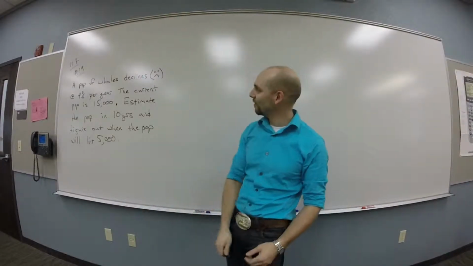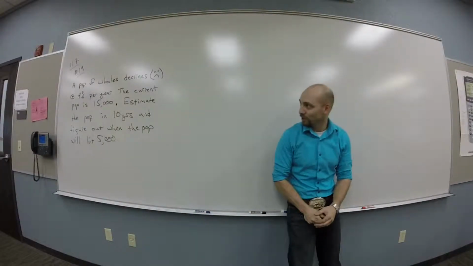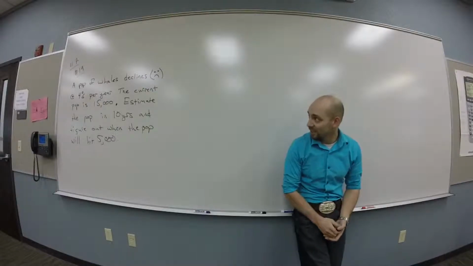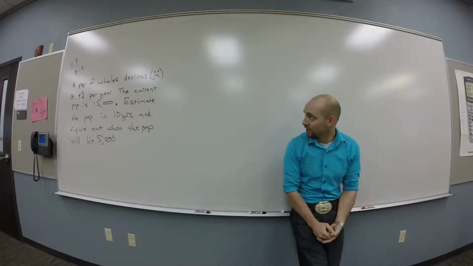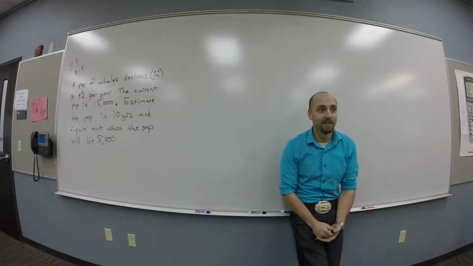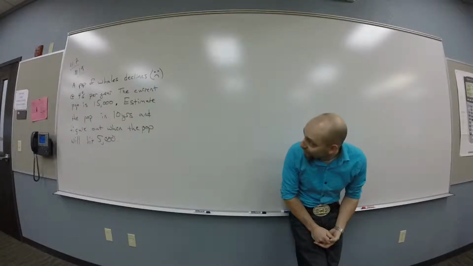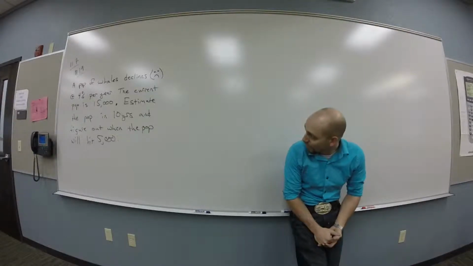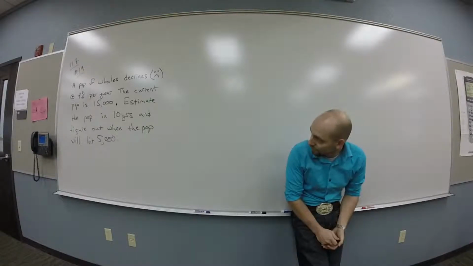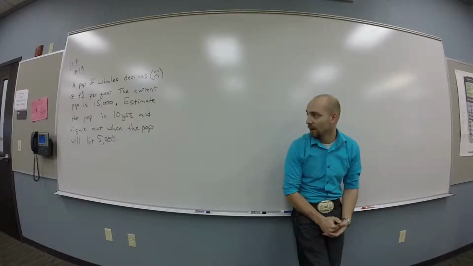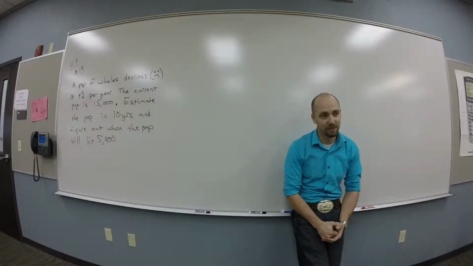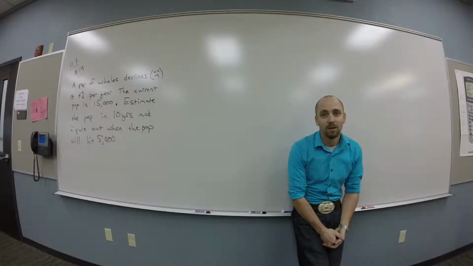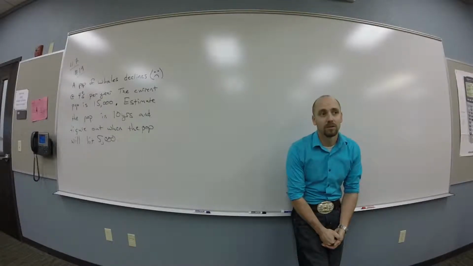Okay, so we want to do number 19 in 11.7, which says a population of whales declines at 4% per year. The current population is 15,000. Estimate the population in 10 years and figure out when the population will hit 5,000. So we start with 15,000... What do I start these problems by doing?